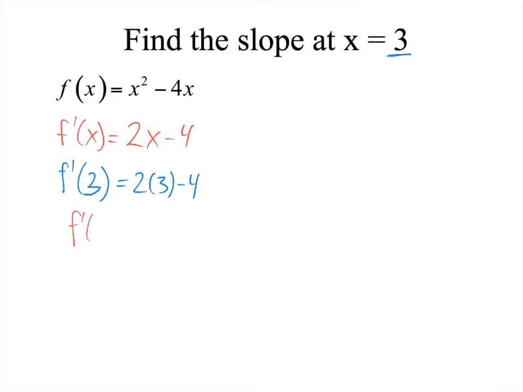So f prime 3 is equal to, that's a 6. 6 minus 4 is 2. So what this is saying is your slope of this function, this parabola, at 3 is 2.